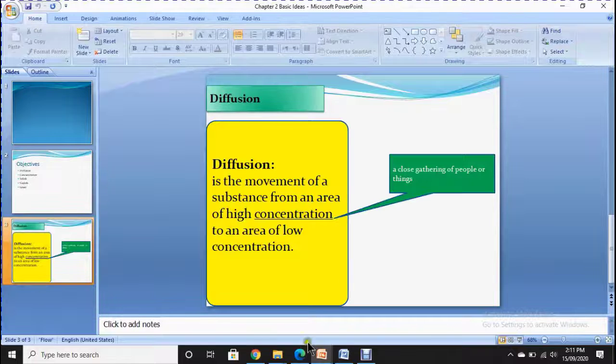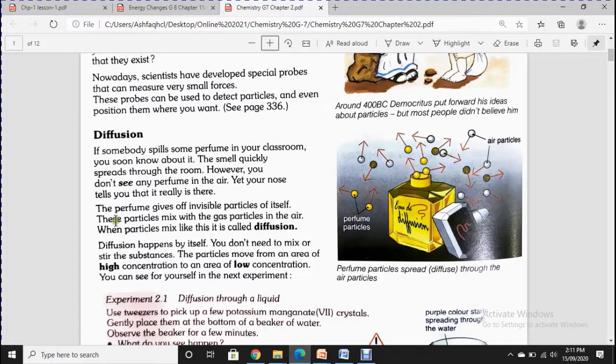Now let's see from your textbook. The perfume gives off invisible particles of itself. These particles mix with the gas particles in the air. When particles mix alike, this is called diffusion.